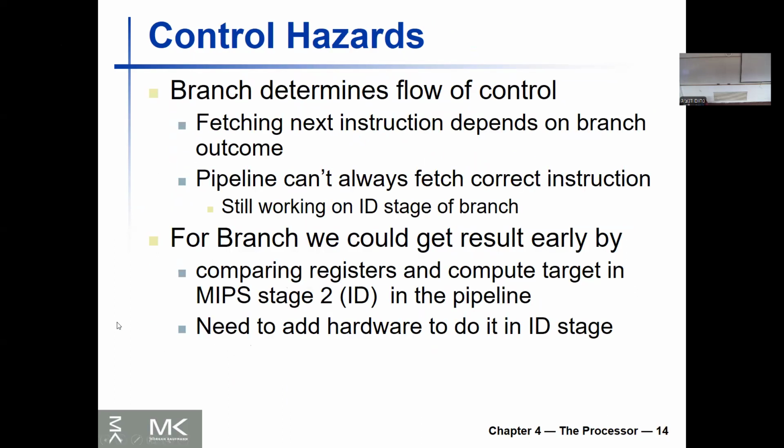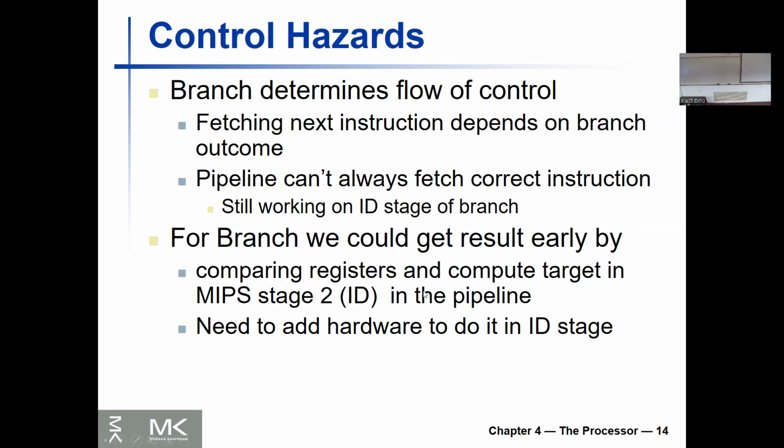The pipeline can't always fetch the correct instruction. I'm still working in the ID stage of a branch when I'm already loading up the next instruction. Now I have the bubble. So we'll have to use bubbles for branches too. We're going to see the solutions.